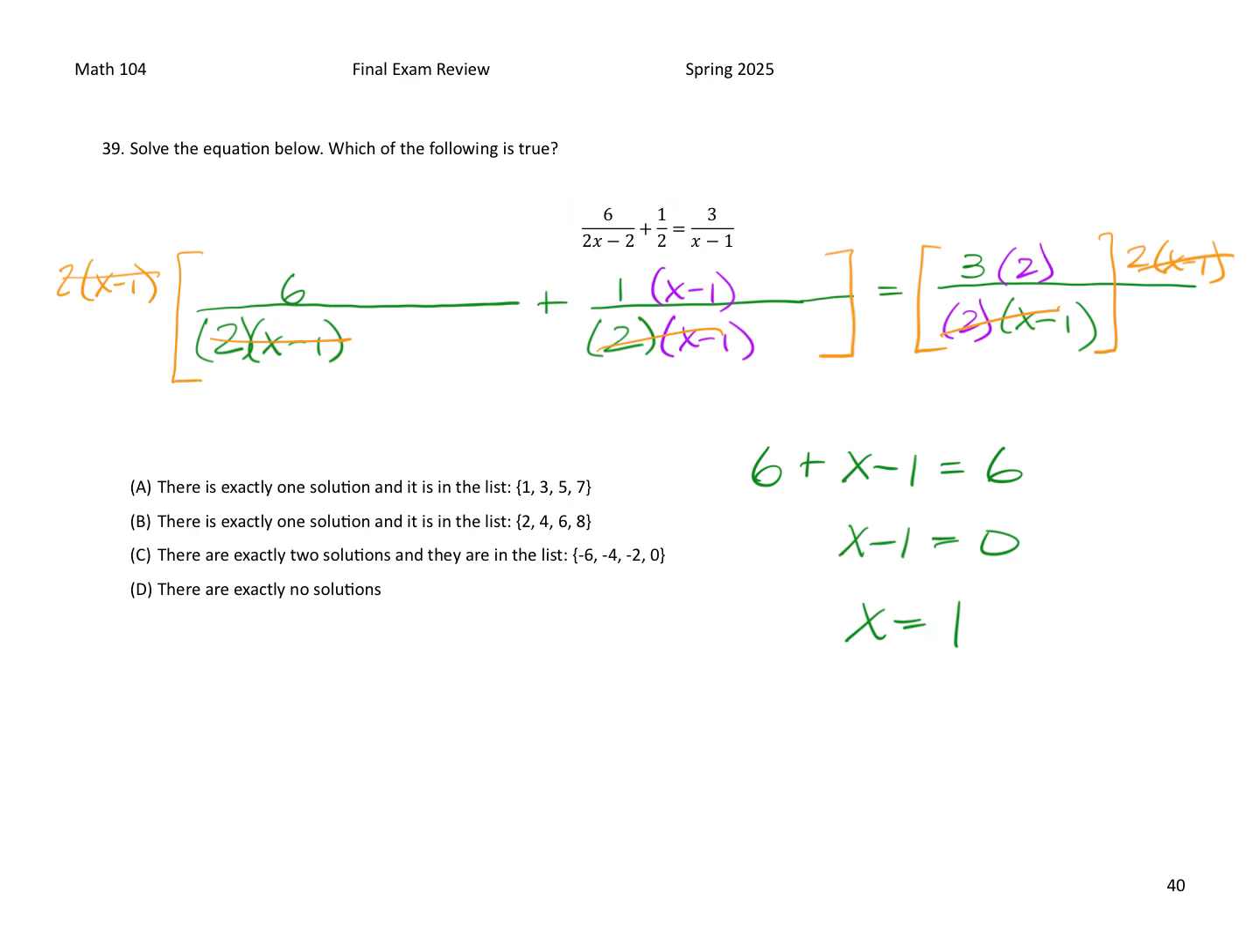So if I try to put x equals 1 into my original equation, I get 6 over 2 times 1 minus 2 plus a half equals 3 over 1 minus 1, which gives me 6 over 0 plus a half equals 3 over 0, right? And the question is, are these equations true? They can't be, because 6 over 0 and 3 over 0 are undefined quantities.